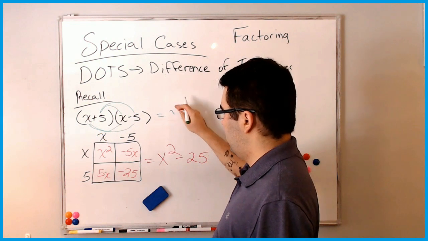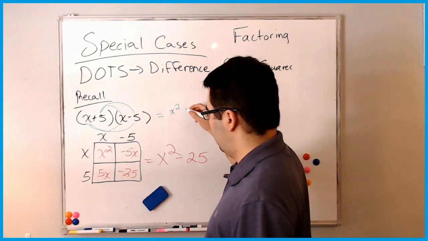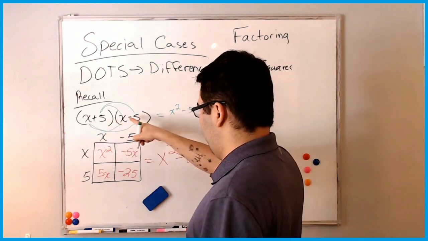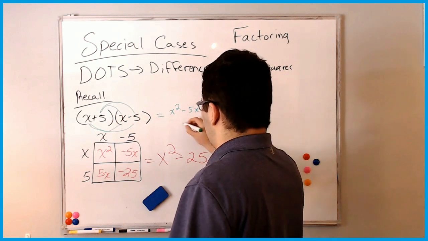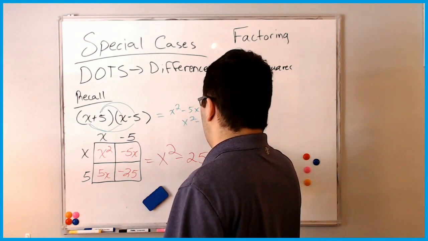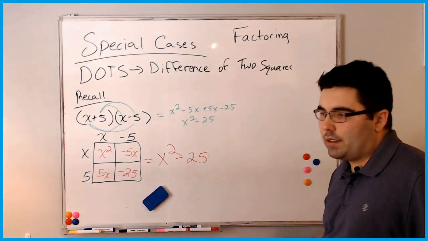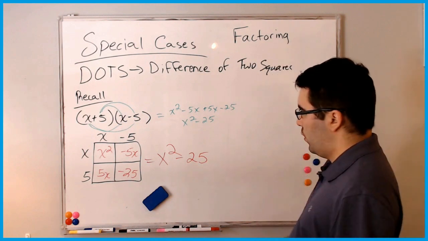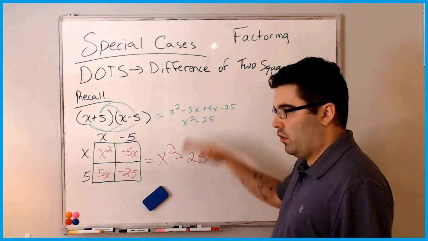So you get x squared minus 5x, I did the one on the bottom first technically, and then plus 5x minus 25. And you get x squared minus 25. Honestly, they both take up about the same amount of space. I don't care which one you use. So you should remember that you can do that.